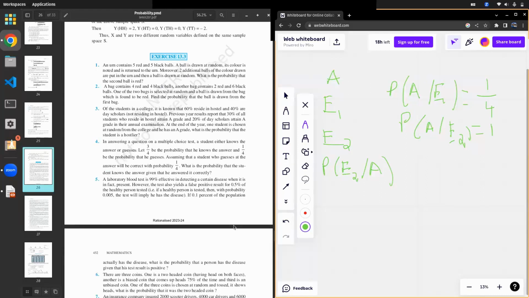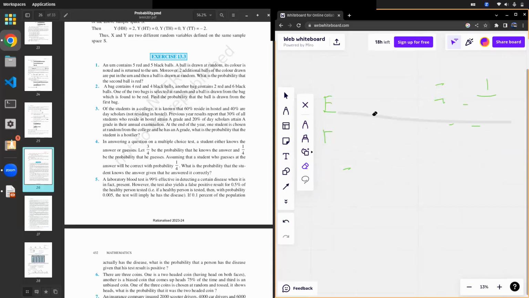So we'll move to the next question. A laboratory blood test is 99% effective in detecting a certain disease when it is in fact present. However, the test also yields a false positive result for 0.5% of the healthy persons tested. That is, if a healthy person is tested, then with probability 0.005, the test will imply he has the disease. If 0.1% of the population actually has the disease, what is the probability that a person has the disease given that his result is positive?